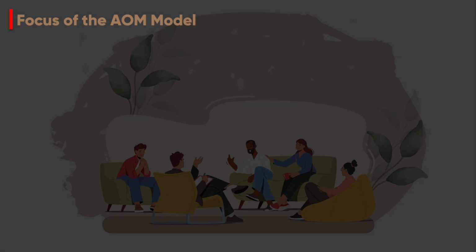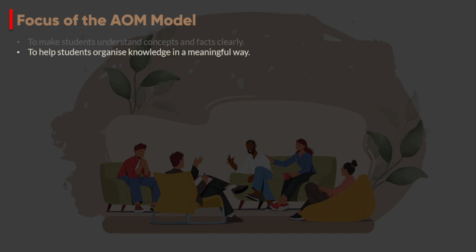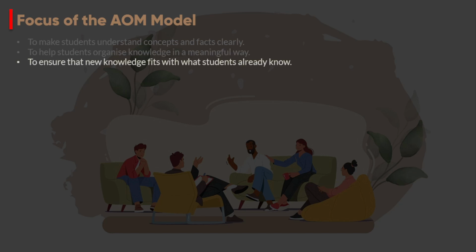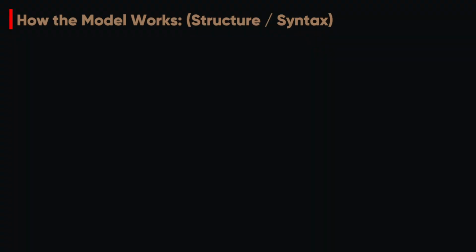The focus of the advanced organizer model is to make students understand concepts and facts clearly, to help students organize knowledge in a meaningful way, to ensure that new knowledge fits with what students already know, and to make learning faster and more effective. How the model works, that is, structure and syntax.